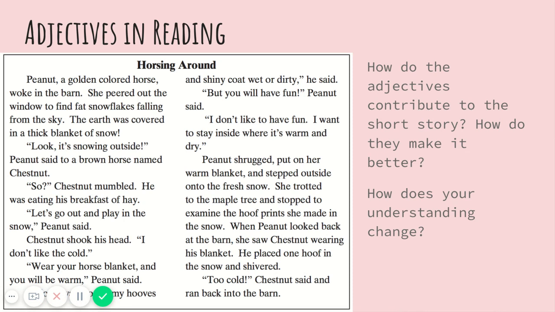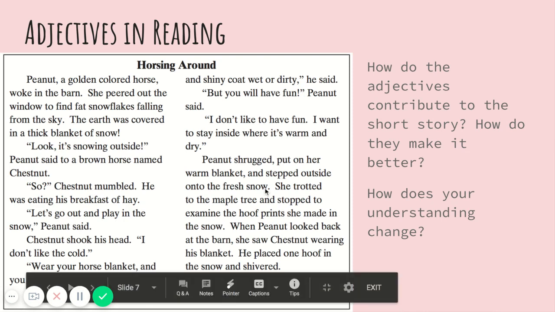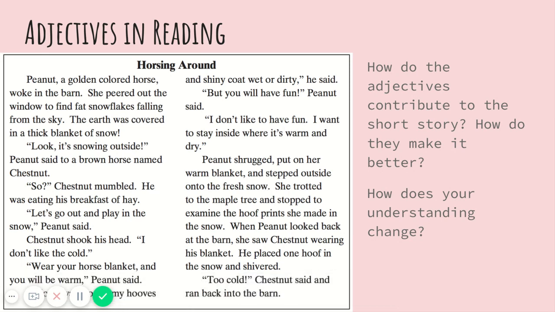"Wear your horse blanket and you will be warm," Peanut said. "I don't want to get my hooves and shiny coat wet or dirty," he said. "But you will have fun," Peanut said. "I don't like to have fun. I want to stay inside where it's warm and dry." Peanut shrugged, put on her warm blanket, and stepped outside into the fresh snow. She trotted to the maple tree and stopped to examine the hoof prints she made in the snow. When Peanut looked back at the barn, she saw Chestnut wearing his blanket. He placed one hoof in the snow and he shivered. "Too cold," Chestnut said, and ran back into the barn.